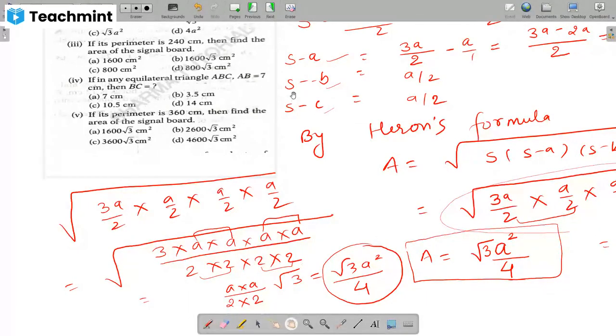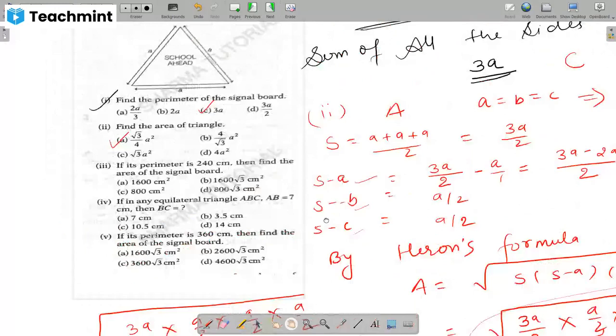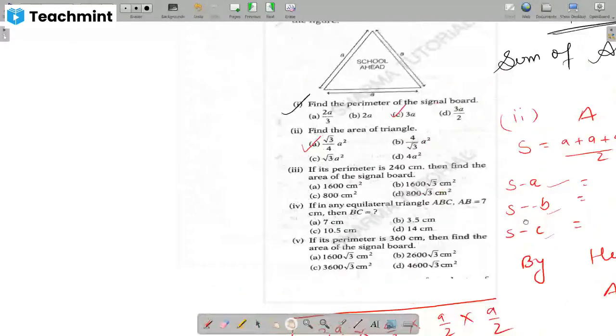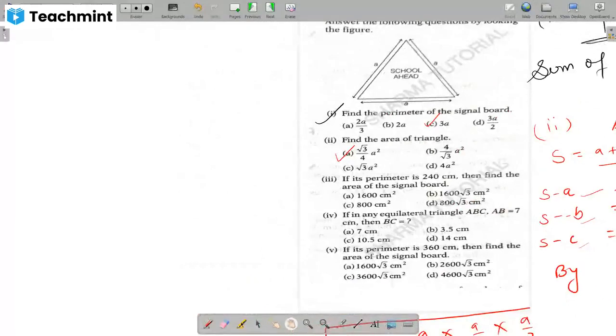Okay, ma'am. Yeah. So let's see the next part of the question. Question number 3 is, if its perimeter is 240 centimeter, then find the area of the signal board. This question is from the NCERT. In the NCERT book, we are given the perimeter. So in the third part, perimeter is given 240, and we know that perimeter means sum of all the 3 sides, means 3a. So what will be the value of a?